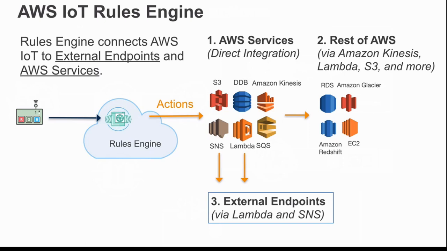There are also services elsewhere within AWS that can be reached via intermediary services such as Amazon Kinesis, Amazon Kinesis Firehose, Amazon Kinesis Analytics, AWS Lambda, Amazon S3 and others, and this can allow you to get your AWS IoT data into services such as the Relational Database Service, Amazon Glacier, Amazon Elastic MapReduce, Amazon Redshift, Amazon Elasticache, EC2, and a variety of other services as well. And customers essentially compose applications by using these services in combination.